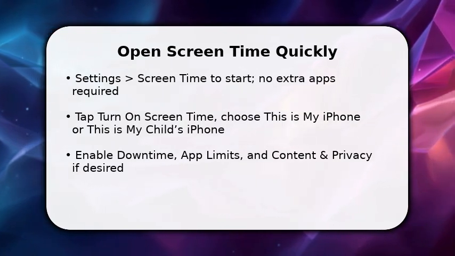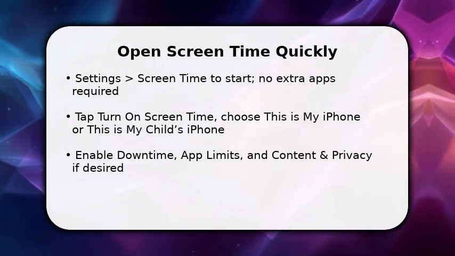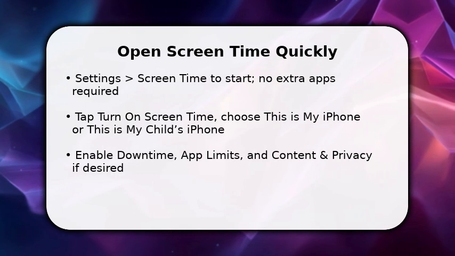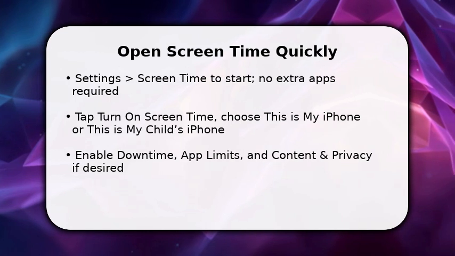You begin by opening Settings and tapping Screen Time. This is where all controls live. Once done, tap Turn on Screen Time and select whether it's your iPhone or a child's device. You'll see Downtime and App Limits options. Enable them now to get immediate control.